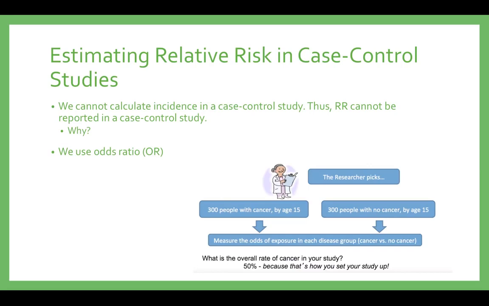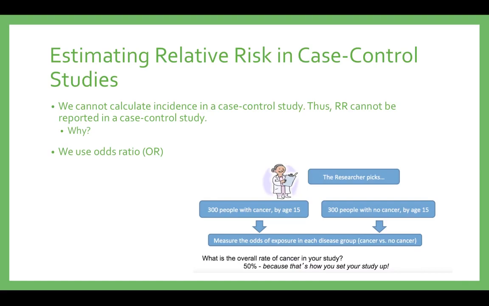In the example here, the researcher compared 300 people with cancer to 300 people without cancer. The disease rate is 50% just because that's the way the study was designed, not because 50% of people under 15 years of age have cancer. Thus, a case control study is retrospective.